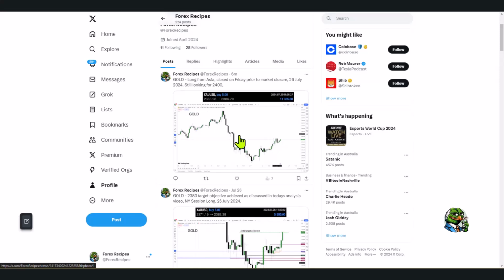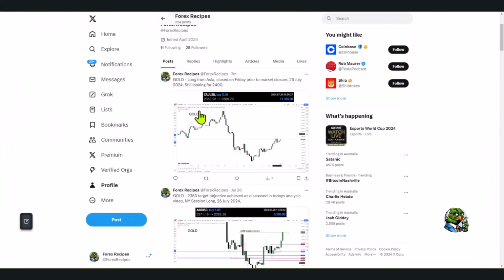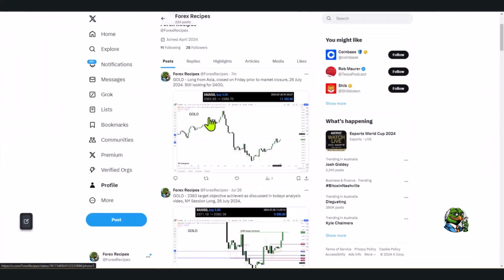I think this was earlier in Asia, 2363. That price, 2363, was down here somewhere. Okay, so that trade I entered in Asia, I've kept that on, looking for that 2400. We may not get it, but that's fine. But that's what I'm looking for. Markets don't give you any guarantees, so you just got to manage the trade.